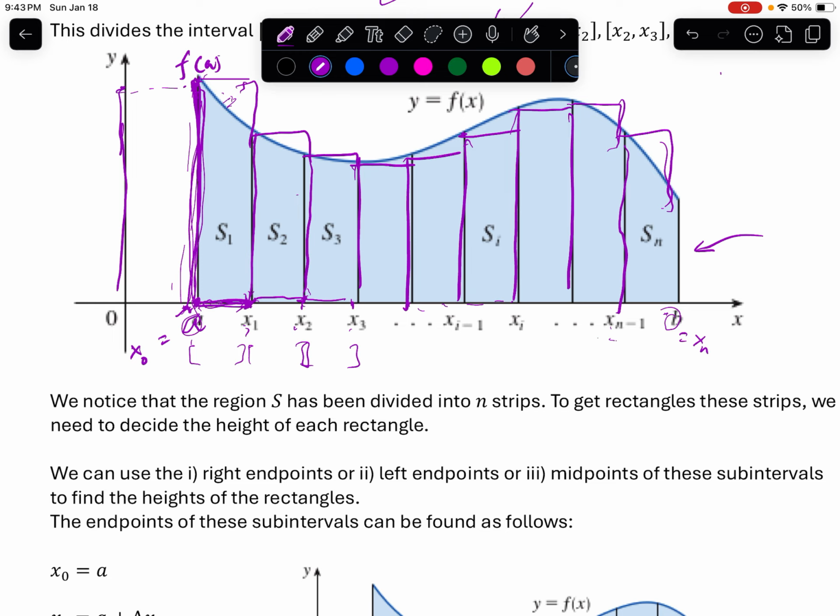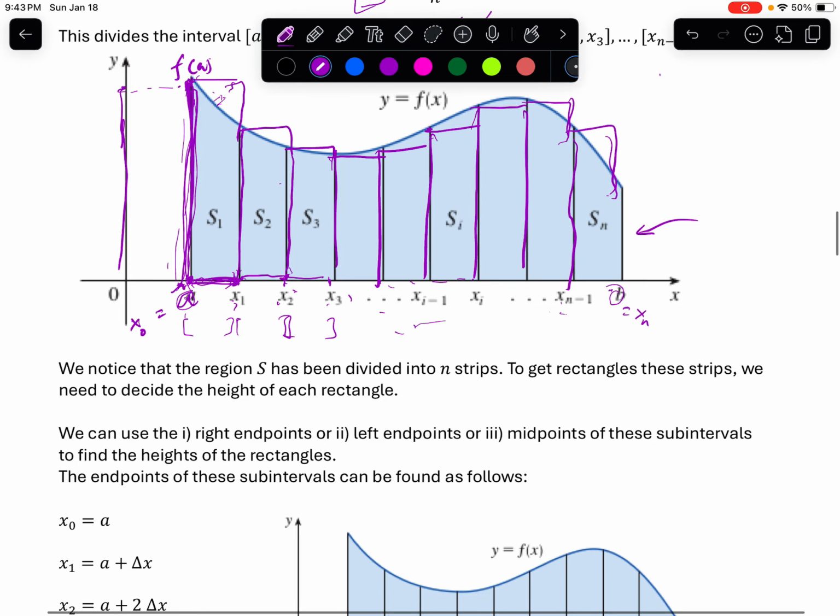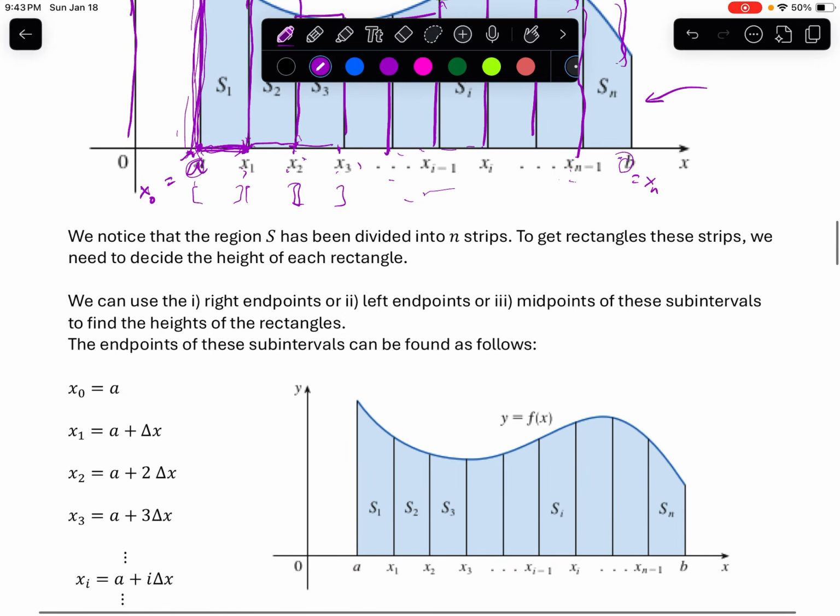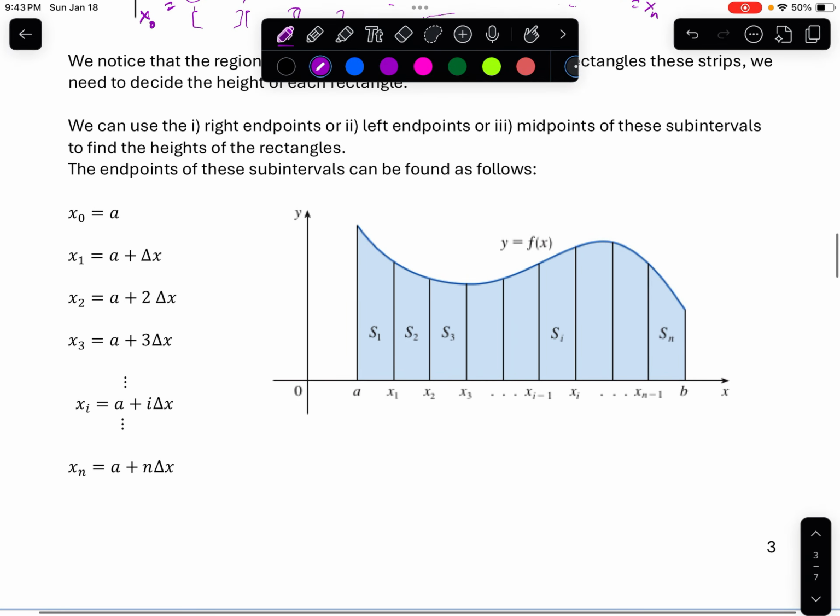So now I can write my area of each rectangle if I know what these tick marks are. What are the values of these tick marks? And then we can go from there. So here, in order to do that, I need to know what these tick marks are. Yeah? And here is the formula.